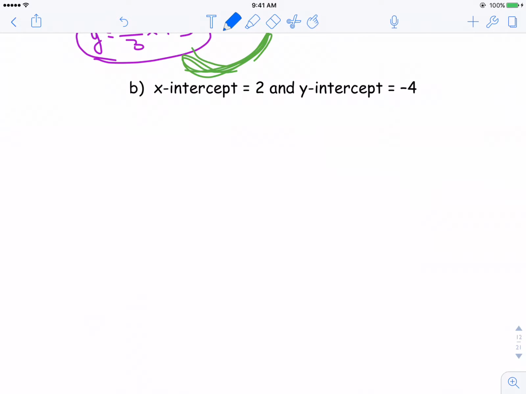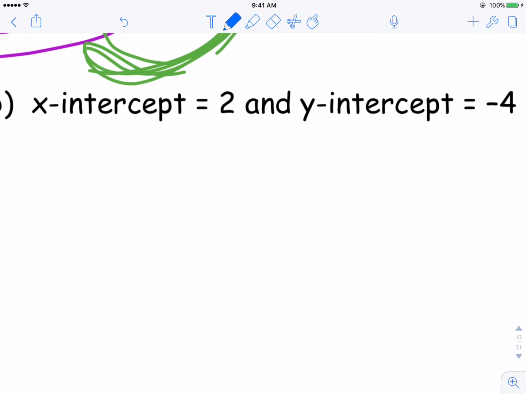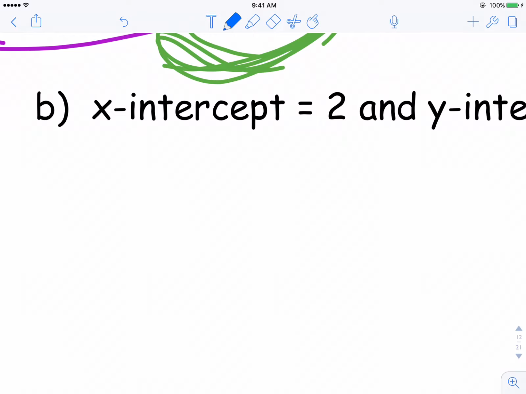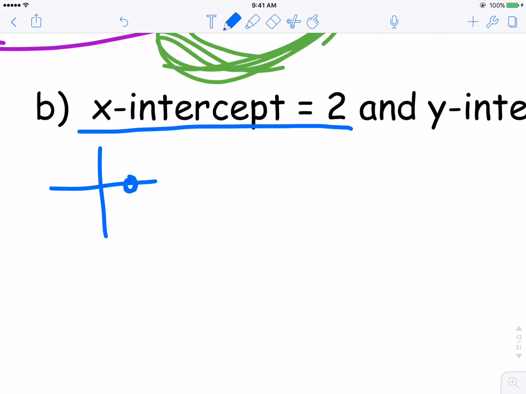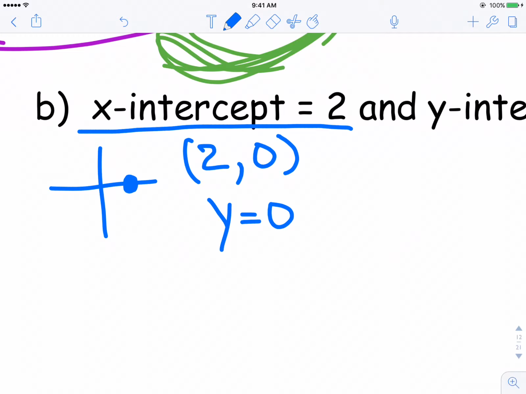So something that's really, really key at this point is that you have to remember that if we have an x-intercept of 2, if we're looking at our grid, that means it crosses the x-axis over here somewhere at 2. It has a special coordinate point. X would be 2, y would be 0. Y is always equal to 0 for the x-intercept.